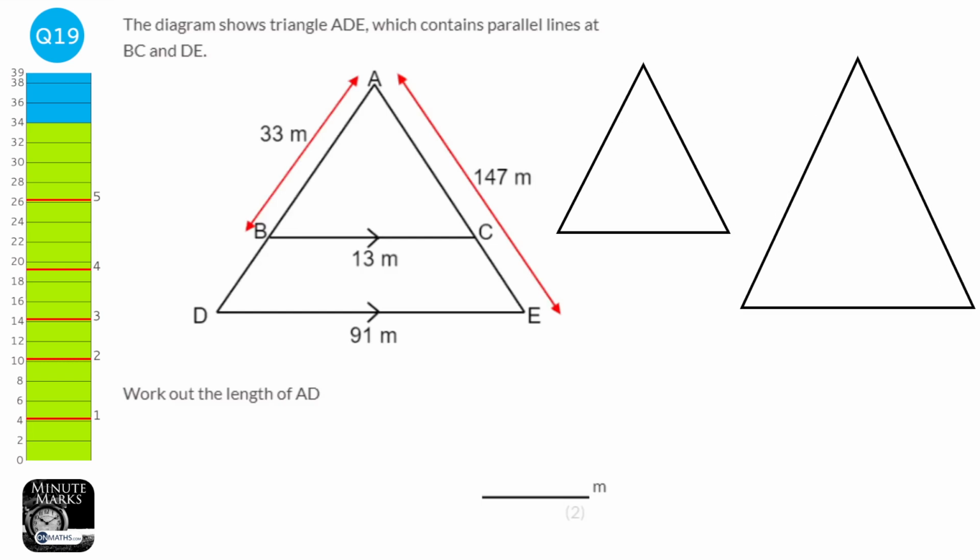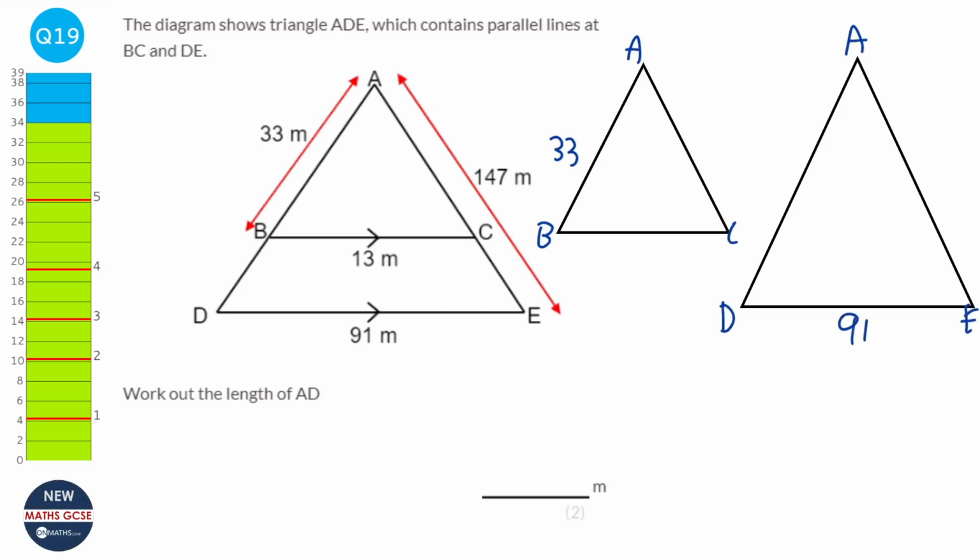I'm going to draw out the two triangles that we have here just separately, so we can see a little bit clearer about what's going on, and it's actually good advice to draw them separately. And so here we've got AB, which is 33 meters, and so this is AB, and this other triangle is ADE. Should probably have labelled that on.